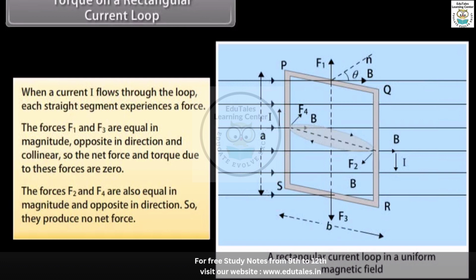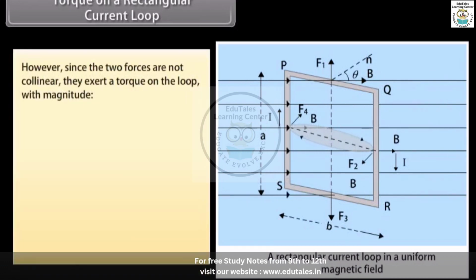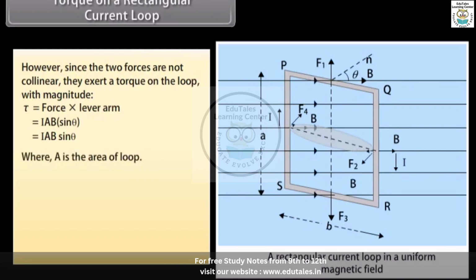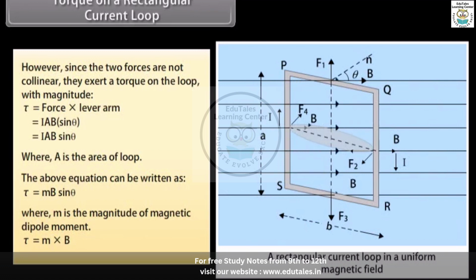The forces F2 and F4 are also equal in magnitude and opposite in direction, so they produce no net force. However, since the two forces are not collinear, they exert a torque on the loop, with magnitude equal to the product of force and lever arm, which is equal to I A B sin theta, where A is the area of the loop. The above equation can be written as tau is equal to m B sin theta, where m is the magnitude of magnetic dipole moment. Tau is equal to the cross product of m and B.